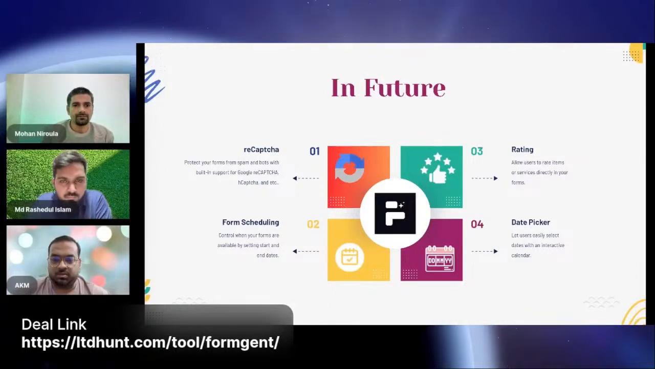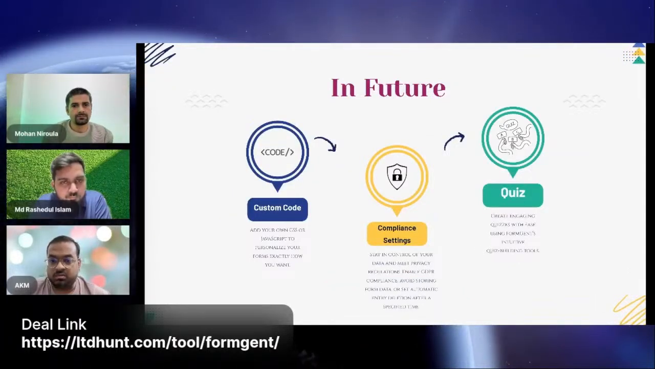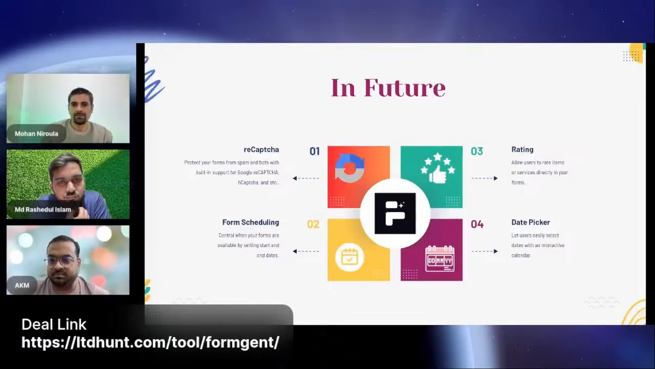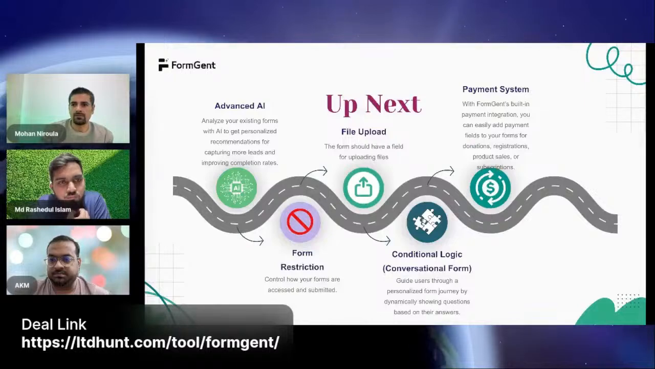Then we will work on the reCAPTCHA, then form scheduling. If you want to schedule the form for a certain time, or you want to create an expiry date for the form, you can do it with the form scheduling system. Then the rating system, date picker. I mean, you can use the date, and then the custom code, then compliance setting, and the quiz, obviously. So you have already seen what's coming quickly, or what you can expect in the future. That's the roadmap for FormGent.